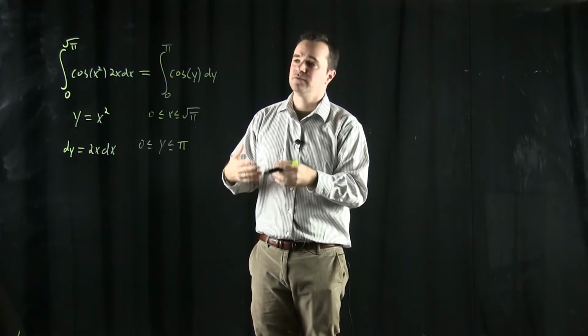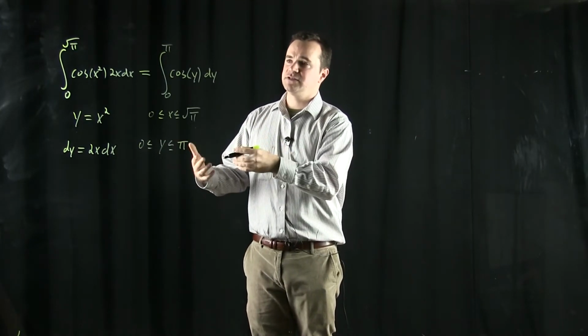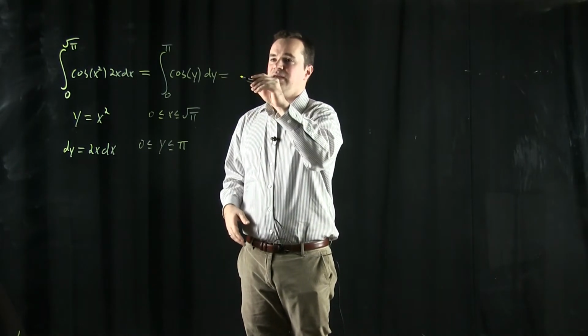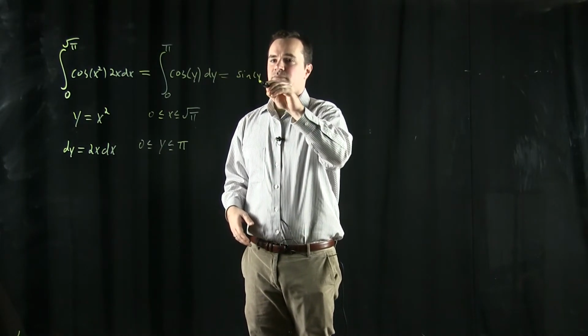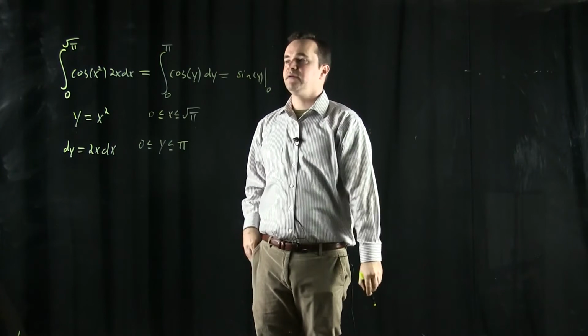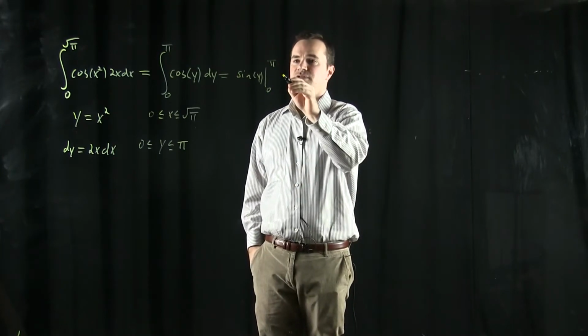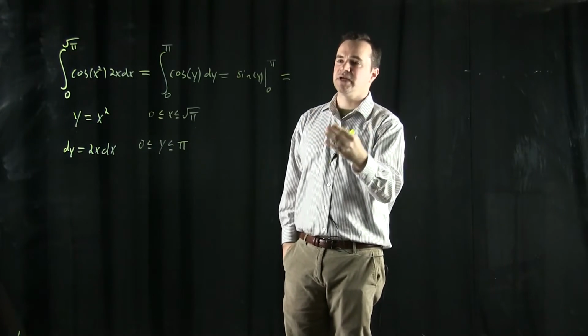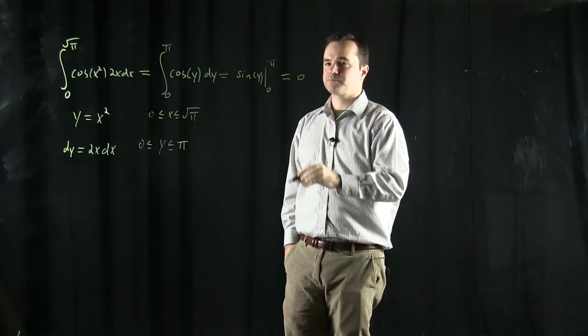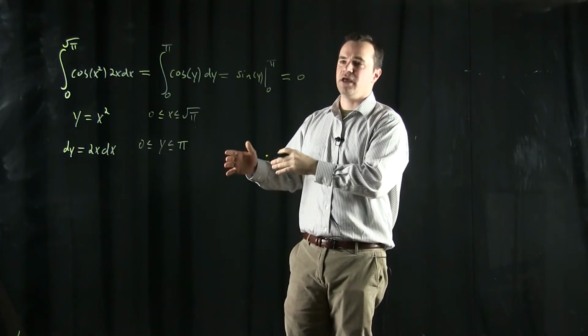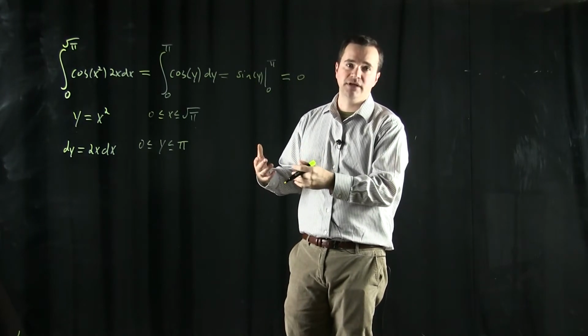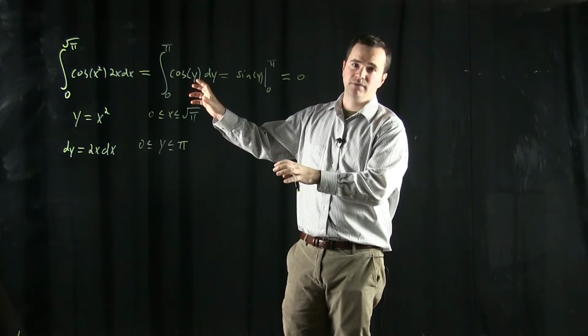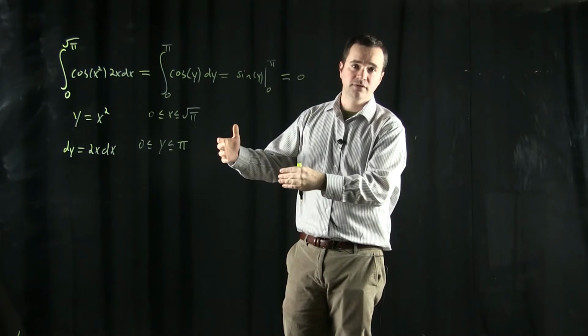The antiderivative of cosine is sine. So take that antiderivative, sine of y, and evaluate it from 0 to pi. You get sine of pi equals 0, minus sine of 0 equals 0. So that signed area under the curve was equal to 0, telling you that there's equal area above the curve as there is below the curve.